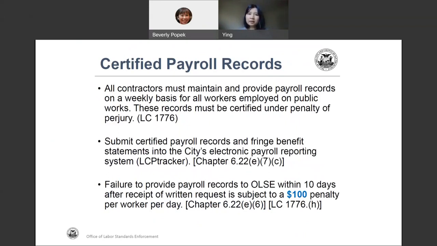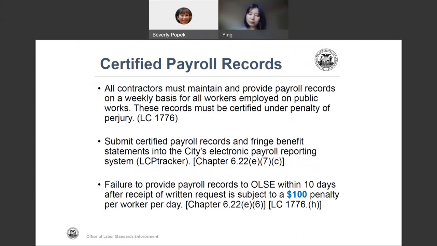You also need to submit the CPRs and fringe benefit statements into the system called LCP Tracker. Failure to provide any payroll records to us within 10 days after the receipt of a written request is subject to $100 penalties per worker per day.